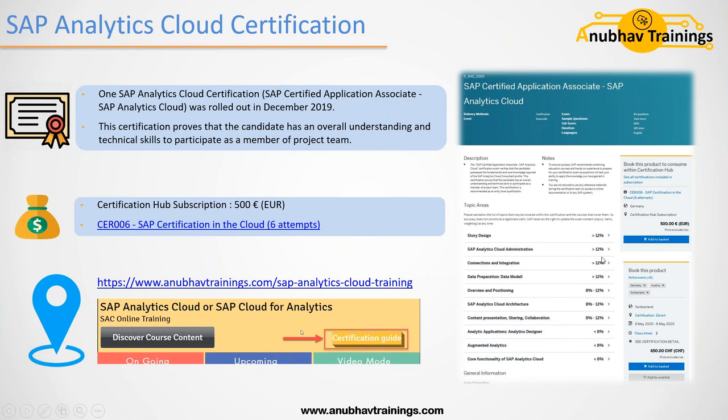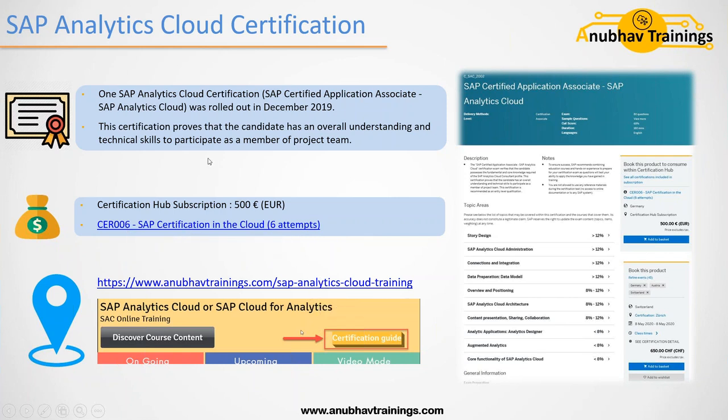Now, what is the cost of certification, or what is the certification code? The certification code is C_SAC_2002. It will cost you about 500 euros, and you can also go with this option, which is better: SAP Cloud certification. There you can take 6 different certification exams at a cost of 500 euros. If you go to a physical center, they will charge you 500 euros for SAC itself. But if you go with this, at a cost of 500 euros you get access to 6 certification exams, including SAC. So that's what you can do.